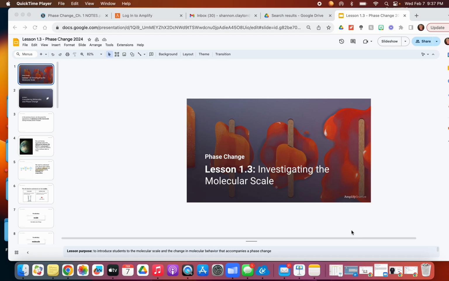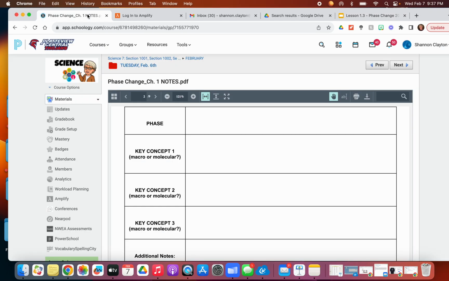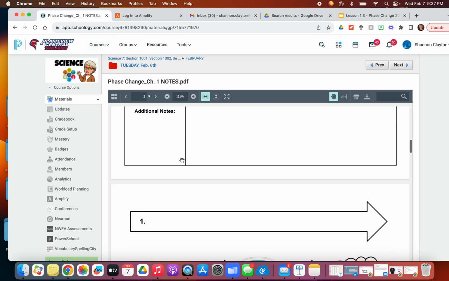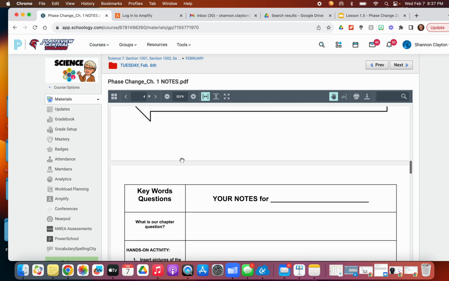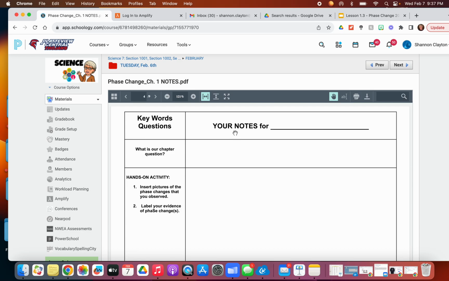We are now in lesson 1.3, so go back to your notes and on page 4 of your notes, you're going to put right here where it says your notes for blank, you're going to write in phase change 1.3.